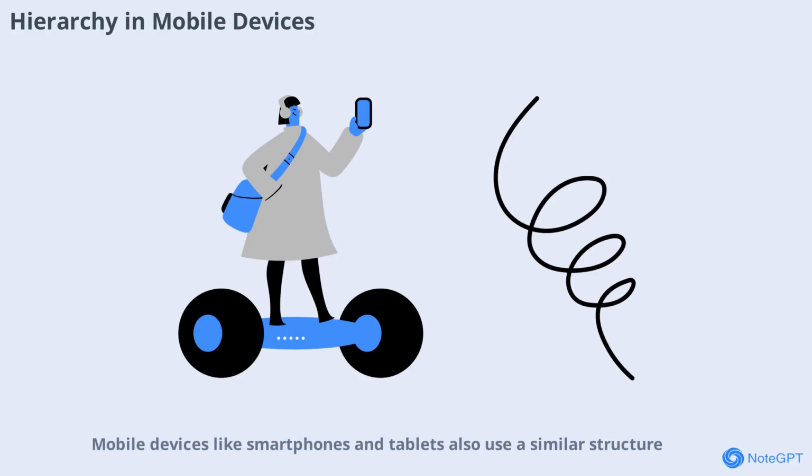Mobile devices like smartphones and tablets also use a similar structure. They rely on fast cache and RAM for active tasks while using flash storage for apps and files. Efficient memory management is crucial for battery life and performance in these portable devices.